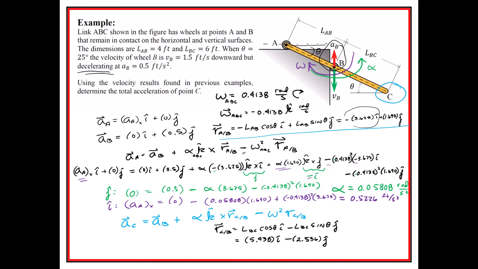So, by the way, we might have wanted to write out our alpha as a vector. No, we're okay. We know it's positive. We know it's positive right here because it's counterclockwise.